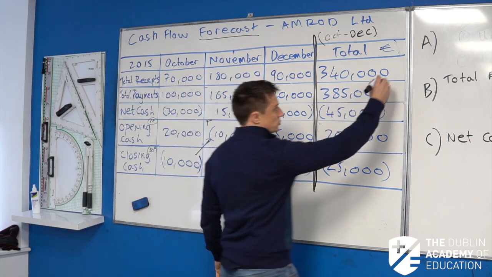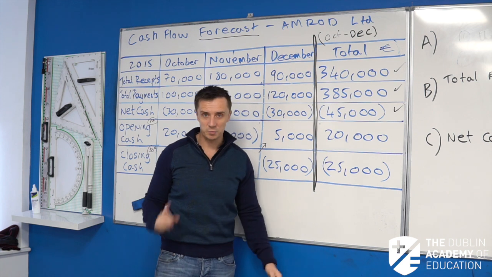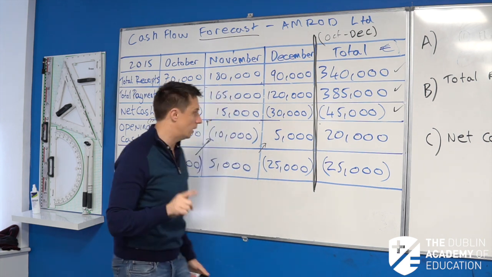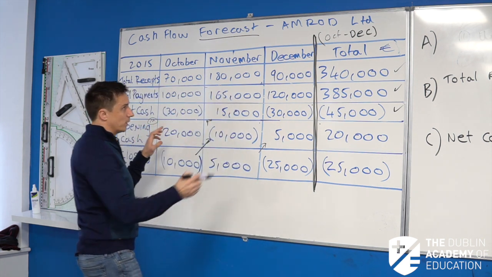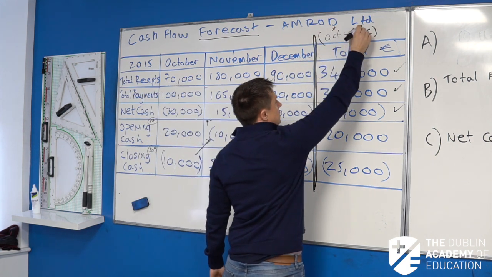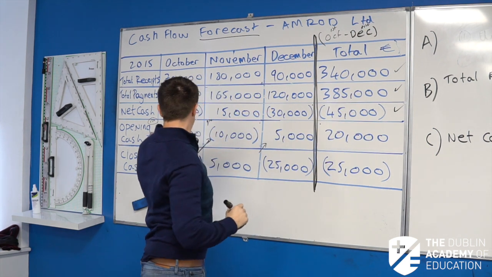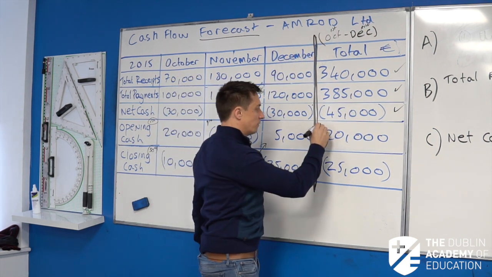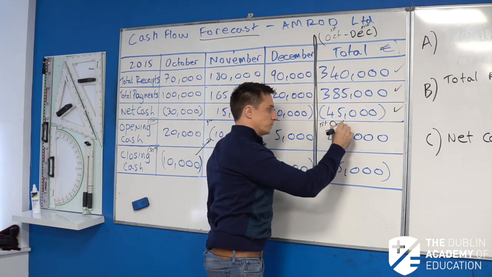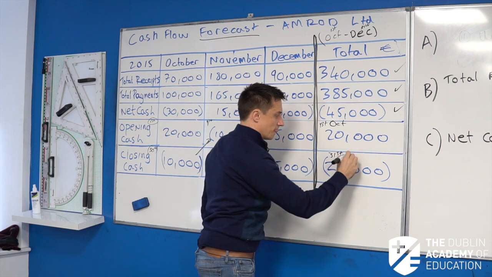So you've got to take these three off and be like, yeah, I understand that, I know where these figures came from. These two cause problems for students, right? Now what you want to know is, remember again, this is a summary of where we were on the 1st of October to, let's say, the 31st of December, right? So this is the opening cash on the 1st of October. And this is going to be our closing cash on the 31st of December.